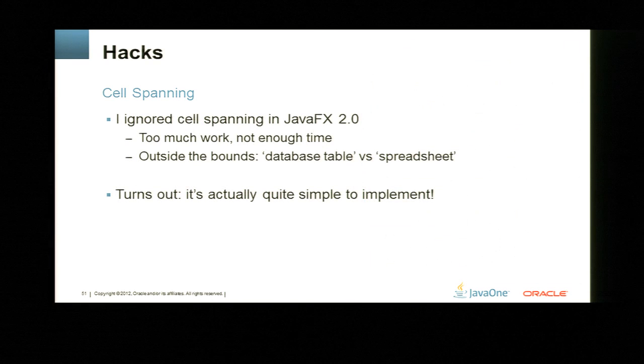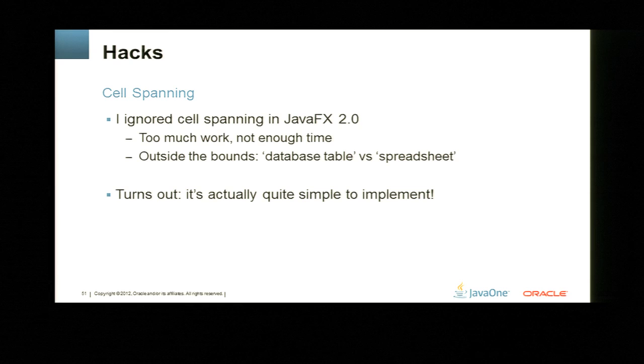Cell spanning was something I ignored in TableView for JavaFX 2.0, and it came down to the classic: too much work, not enough time. And I also argued that there was a philosophical difference between a database table and a spreadsheet table. And what I was building was a database table. So there are differences, if you can imagine how they kind of work. A database table does not span rows or columns. It shows the data precisely the way the table view shows it now. Am I hearing an objection?